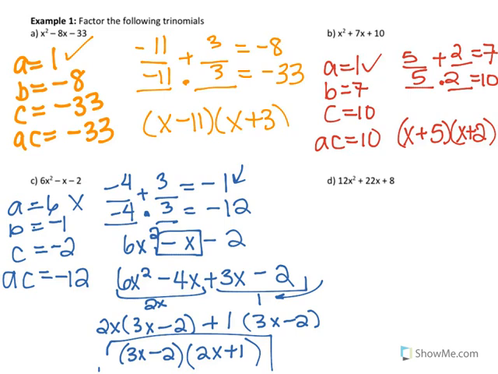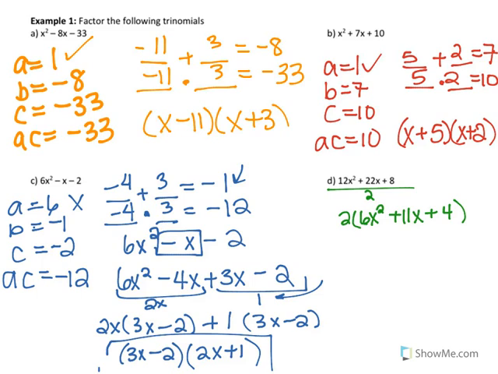Alright, last one. First thing we're going to do is check to see if there's a common factor, or I use red. Green. There is. We can take out a 2. You cannot just get rid of it. It is still there. So we have 2, 6x squared plus 11x plus 4.